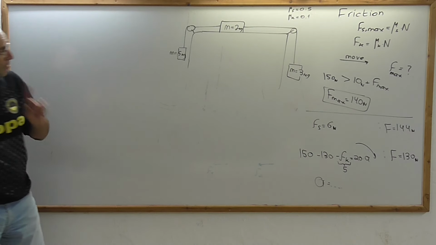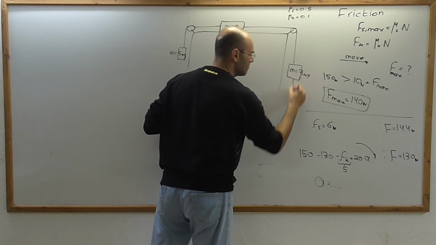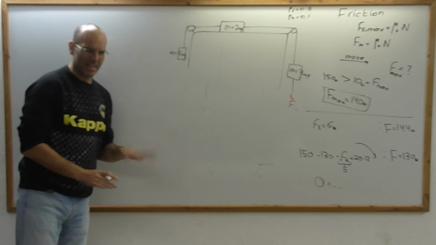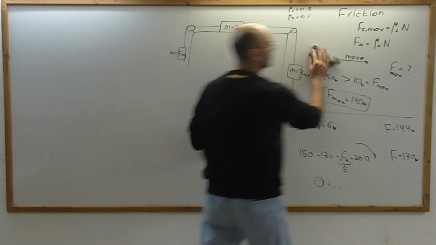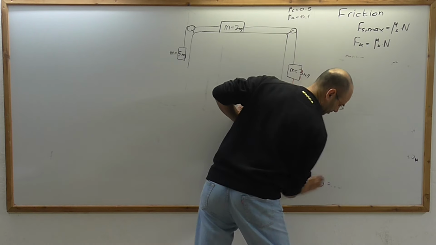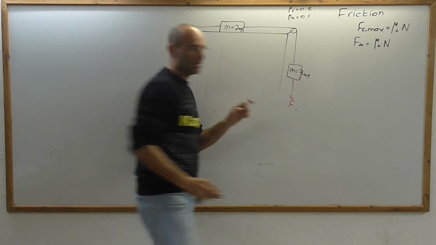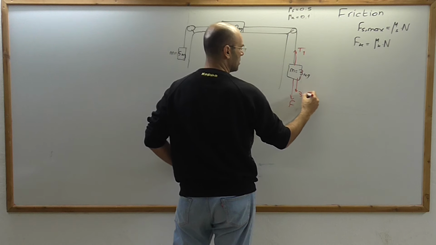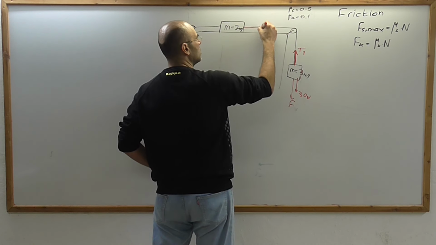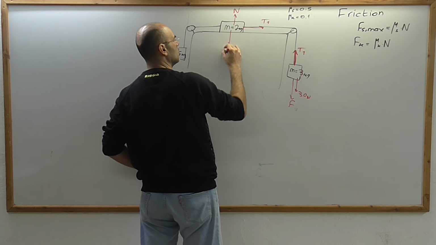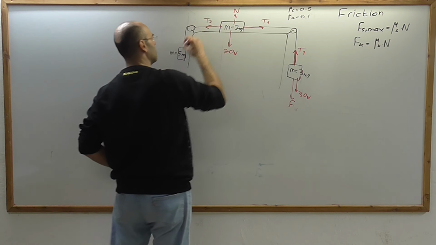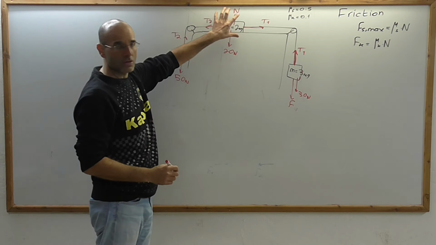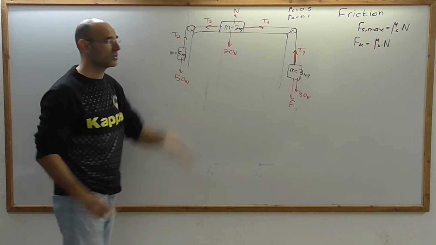Okay, but I do one more thing here. I add an external force here. So again, before I ask questions, let's apply forces without the friction. So, T1, 30 newtons. T1, N, 20 newtons. T2, 50 newtons. Friction can only be on this mass because it's the only mass placed on the surface.